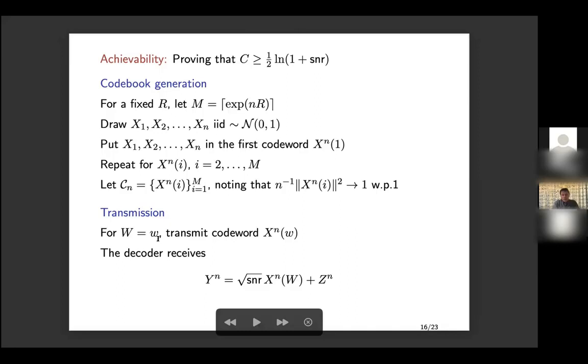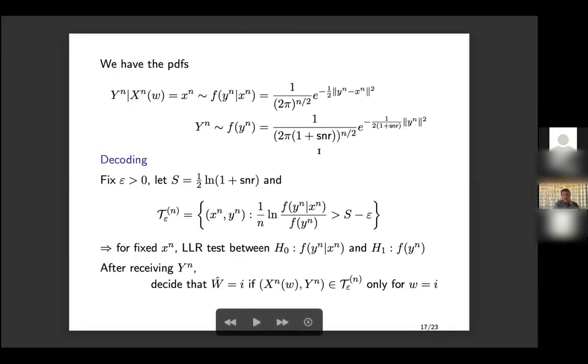Then for a certain information symbol, transmit the corresponding code word, and the receiver receives the code word scaled and in noise. This looks a bit messy, I understand, but what we have are the two PDFs for the received sequence: conditioned on a specific transmitted sequence, the Gaussian with that average, or the received sequence averaged over the randomly generated transmitted sequences.